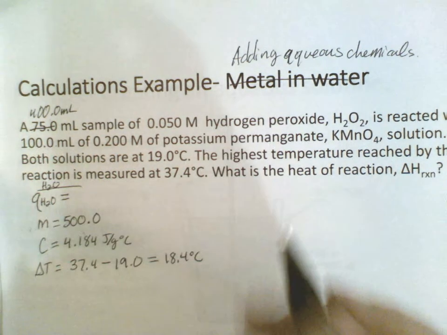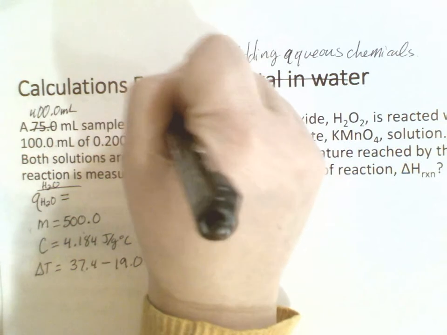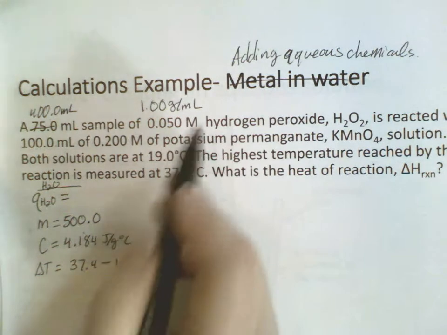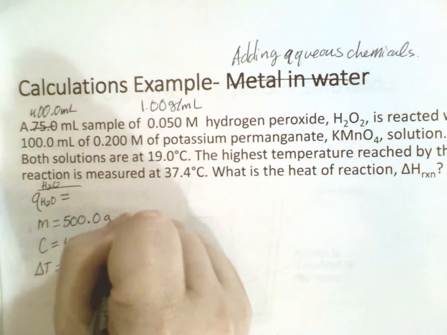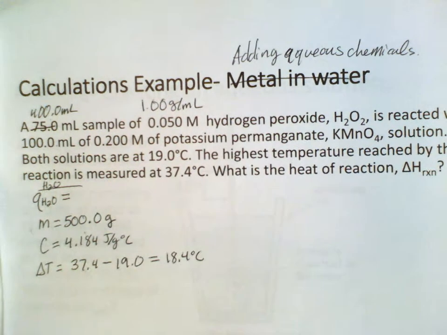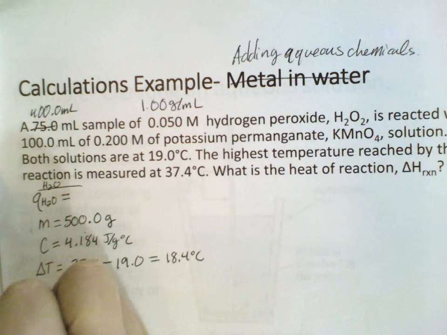Now remember that our density of water is 1 gram per milliliter, so we can just change the milliliters on this to grams. So right now, just looking at our list here, we've got enough information to find out how much heat was gained or lost by that water. We know in this situation it's going to be gained. So let's go ahead and calculate it.